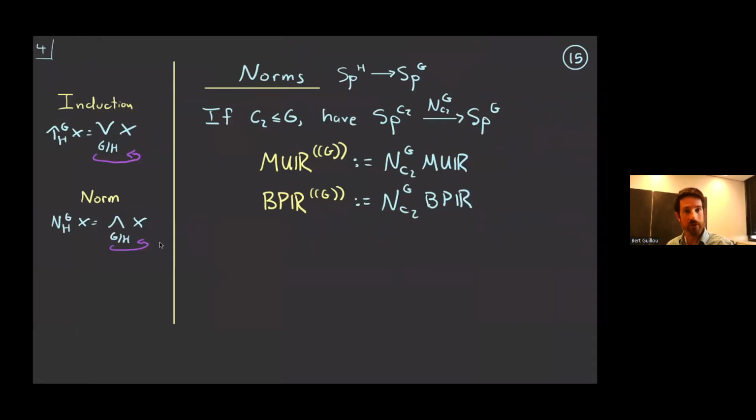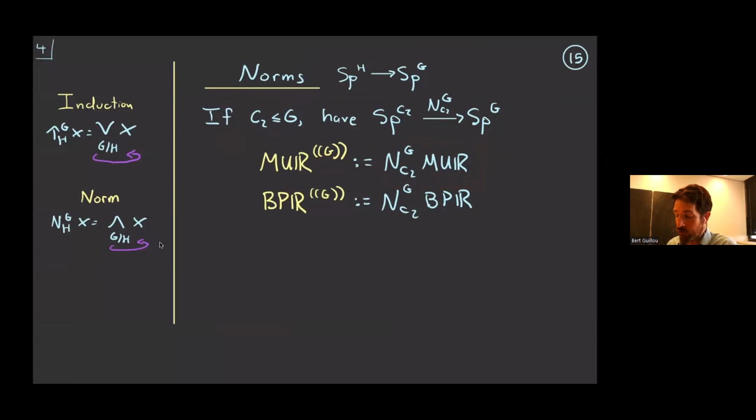So these are spectra that are defined using geometry for the group C2, but there isn't an obvious way to produce such a spectrum for larger groups. And so one thing you can do is norm up MUR or BPR to one of these larger groups G. Okay, and so this is the notation that HHR use for this norm. They just put the double parentheses G. Anyway, so that's just notation, but we're just taking the norm from C2 to G.